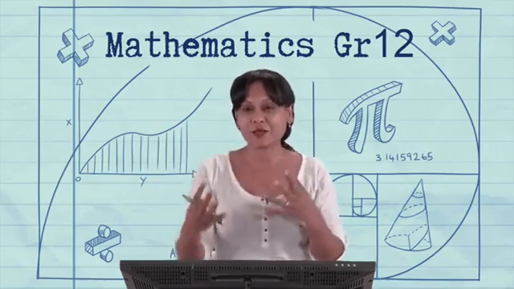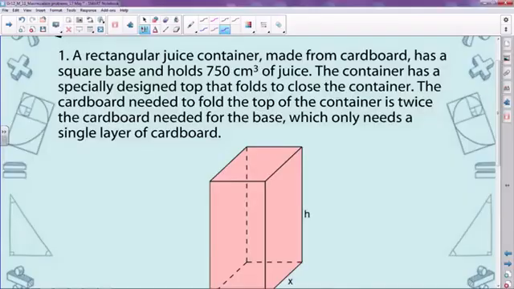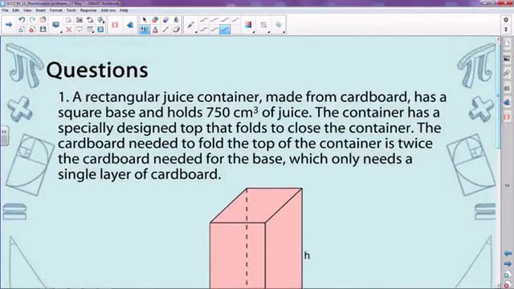All right, so the first thing you want to do in this type of question is read through the question and take down any key information and note any constraints that there might be. So we are given that a rectangular juice container is made from cardboard. It has a square base and holds 750 cubic centimeters of juice. So cubic centimeters of juice, this is giving me the volume. All right, remember volume is measured in cubic centimeters.